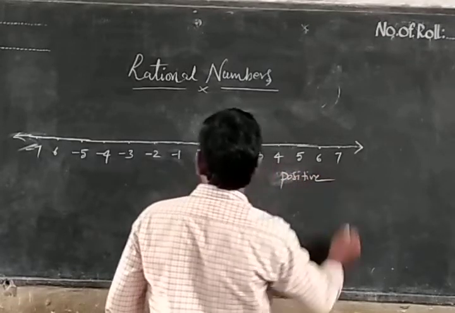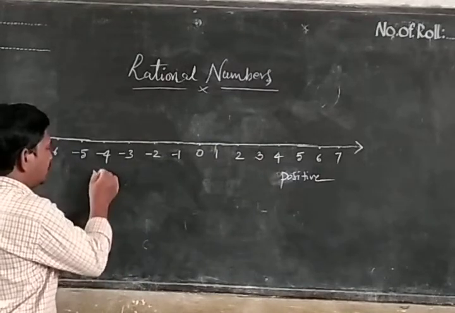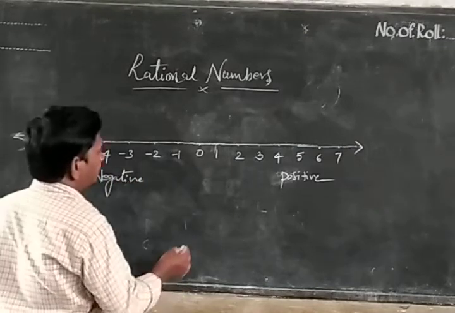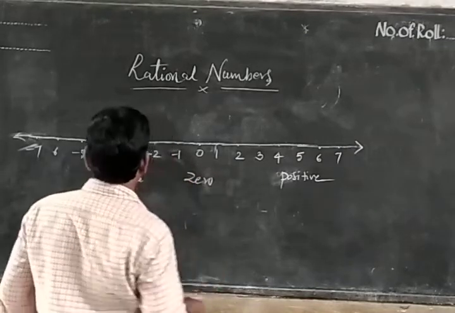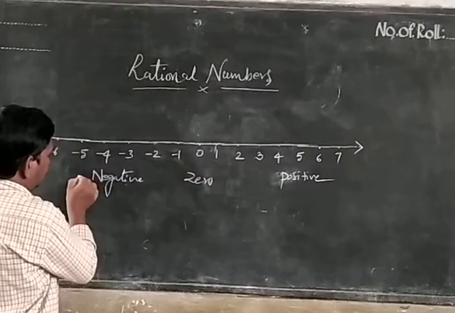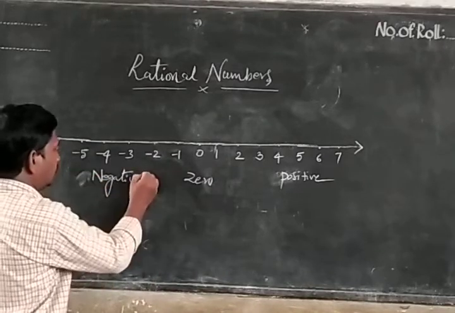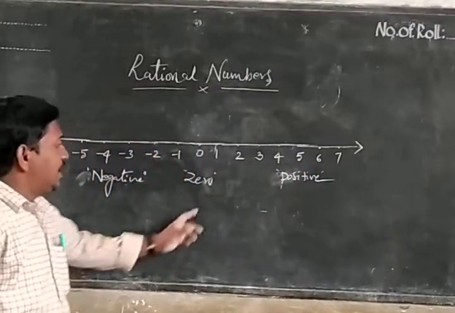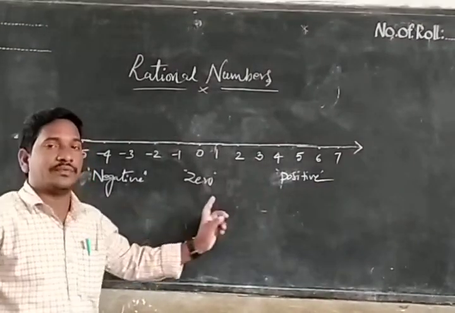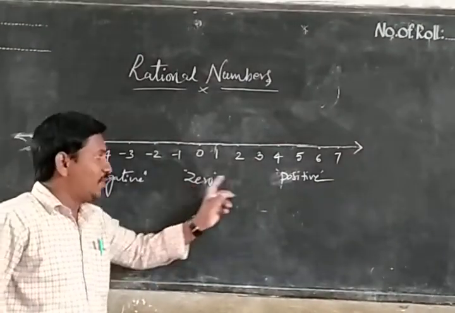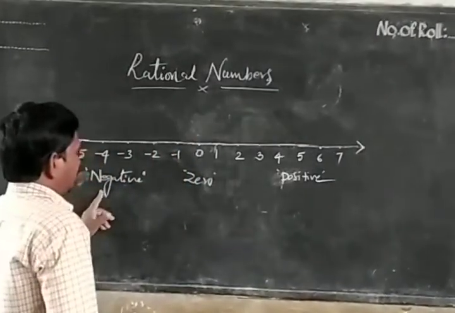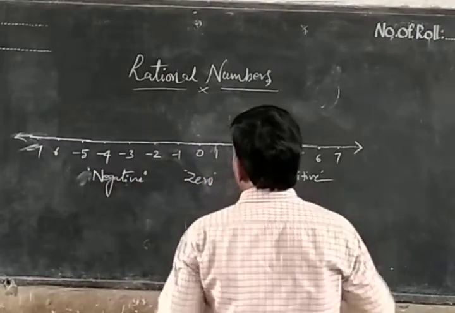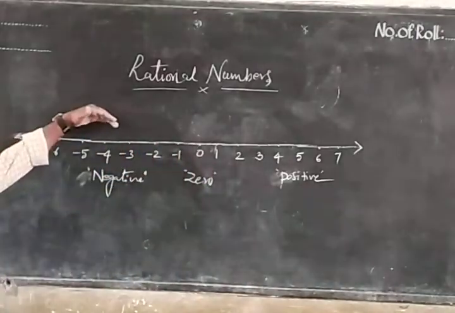Positive. Negative, negative, 0. Okay. Zero is neither positive nor negative. So these are the positive numbers, these are negative numbers. So, you can see the integers on the number line.